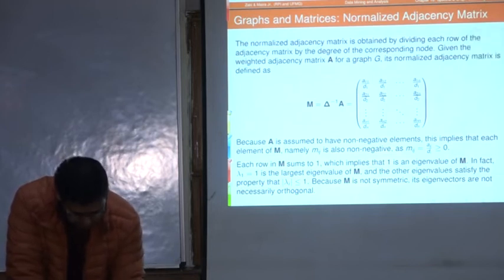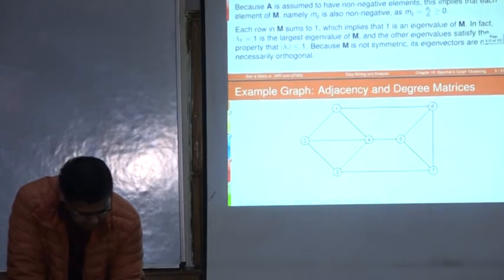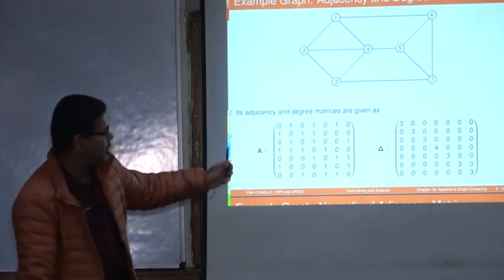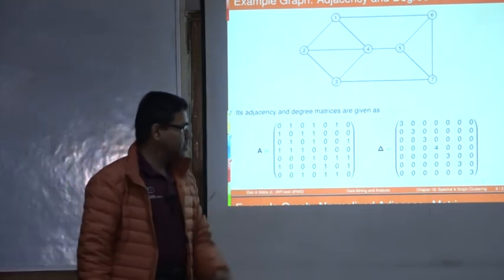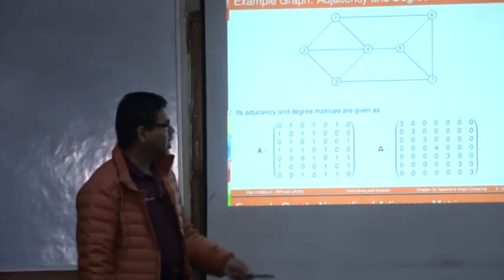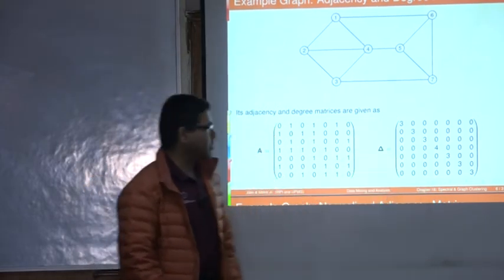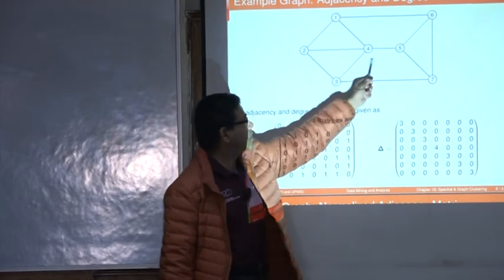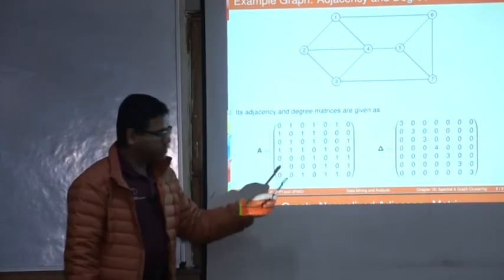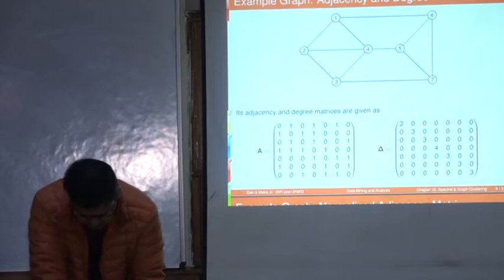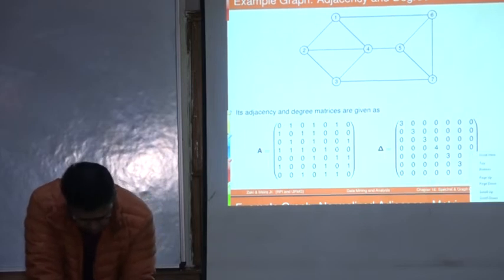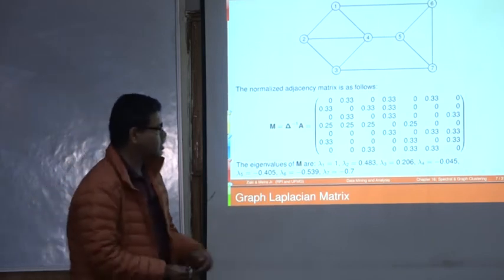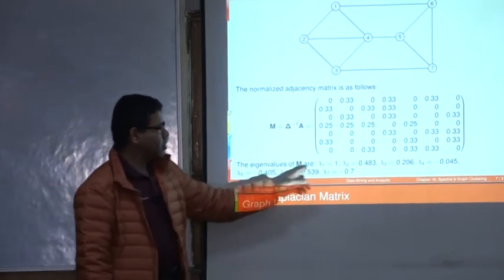What about some other matrices? Now we come to something we haven't seen before. This is just an example of the adjacency matrix for that graph, and the degree matrix for that graph. You can see the degrees are laid out in that manner. Vertex 4 has degree 4. And then you can compute the Markov matrix, which looks like this. And then I'm showing you what the eigenvalues are.